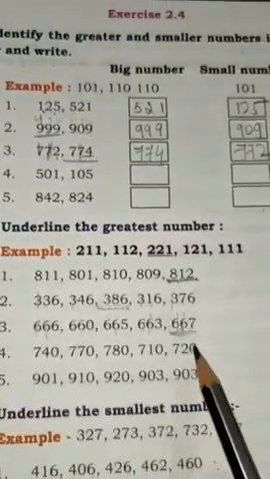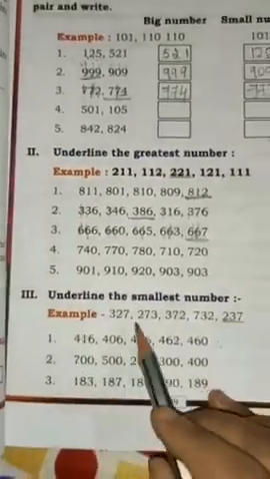Understood? In the same way, you have to do the remaining one. Next one is underline the smallest number.